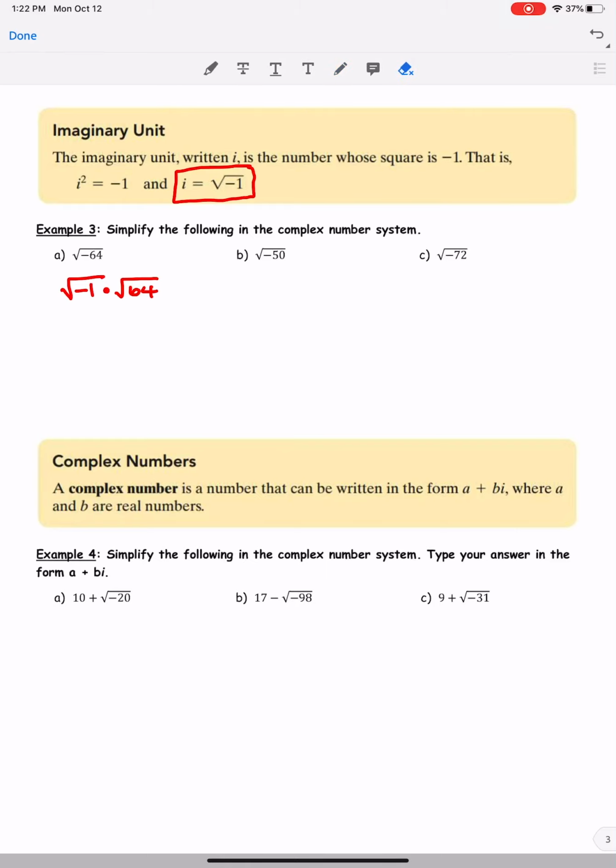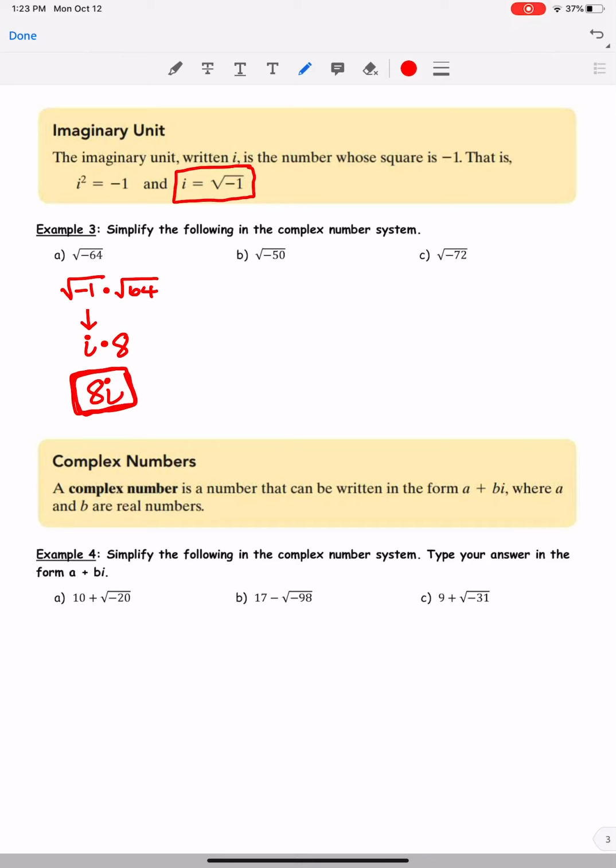Well, the square root of -1 becomes I. What's the square root of 64? That is 8. And I times 8 is 8I. Now, if you can go straight from -64 to 8I, don't think you have to do all of these steps. Okay, but this is technically what we are doing when we get to 8I.